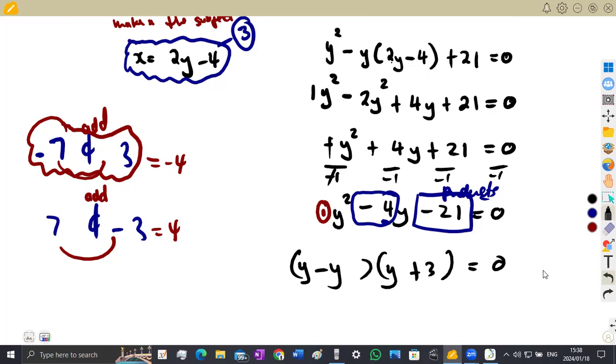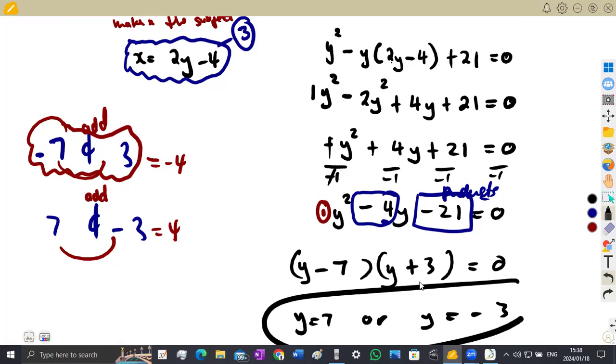All right, that's a -7, sorry. y minus 7 here, and y plus 3 is equal to 0. So from the zero concept, remember I talked about this, guys, one of these brackets must be equal to 0. So y is going to be a positive 7, or y is going to be, if we transpose this to the other side, a negative 3.